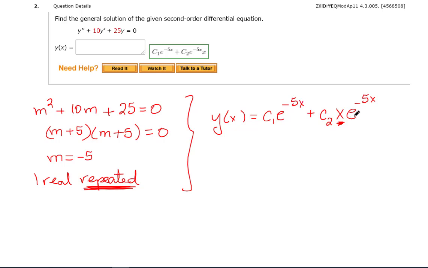And here's the other e to the minus 5x, but because it's repeated and I want my solutions to be linearly independent, there is a power of x that goes here. Again, this is any time I've got a root that is repeated.